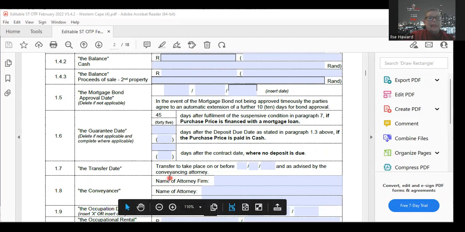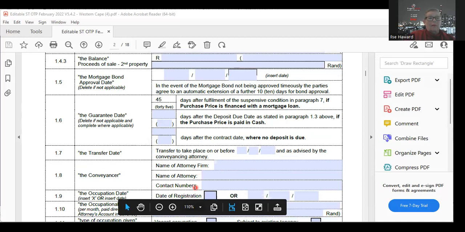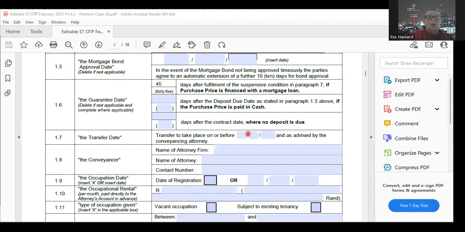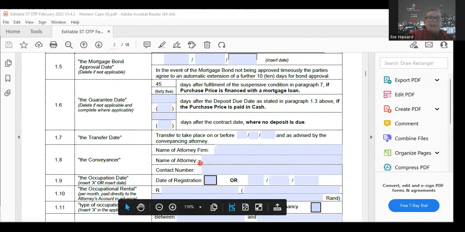The transfer date normally says by when, more or less, you should have it transferred. Make sure you allow enough time. Rather take longer than shorter. Especially 1.7, especially if it's a subject to, then you really have to allow enough time. Have a look at your timelines. Remember, it's part of your storybook. The attorney doesn't know if he doesn't know. The name of the attorney firm comes in here.